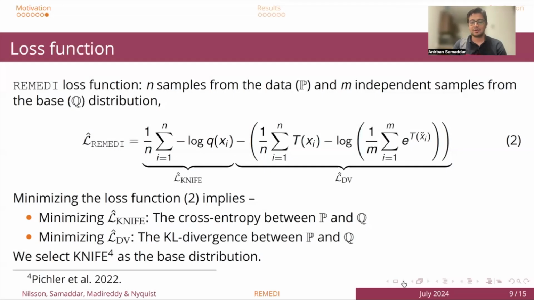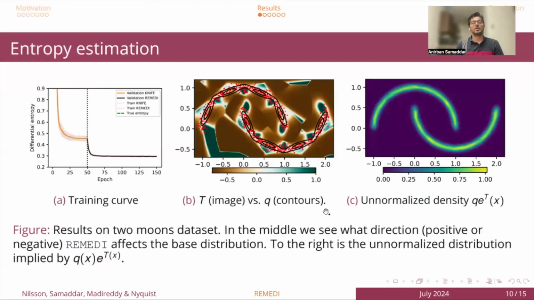We apply REMEDI on the entropy estimation task. On the left, we have the REMEDI training curve. In the middle, we show the workings of this approach. The red dots here represent the samples from the data distribution. We overlay them with the contours from the KNIFE-based distribution. Here, the green patches represent the correction applied by REMEDI, and the result is on the right, where we see we've been able to capture the true 2-moons dataset quite well.